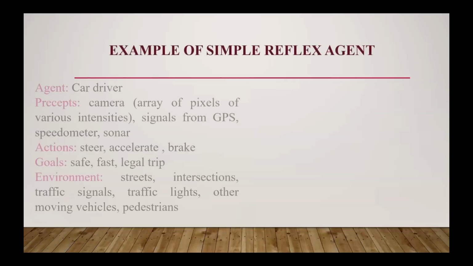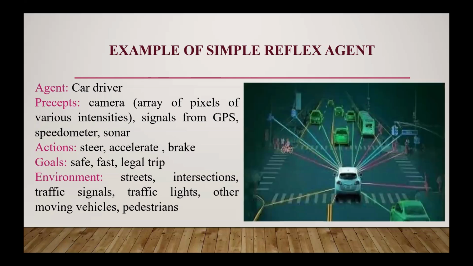Next example is the car driver, that is the self driving car system. Here the percept is the camera, that is an array of pixels of various intensity. There are also signals from the GPS, speedometer or sonar. These are the ways the car driver receives information about the environment. What is the environment? The environment for this car is the street, intersections, traffic signals, traffic lights, other moving vehicles, and pedestrians. So they are the environment for the self-driving car system.